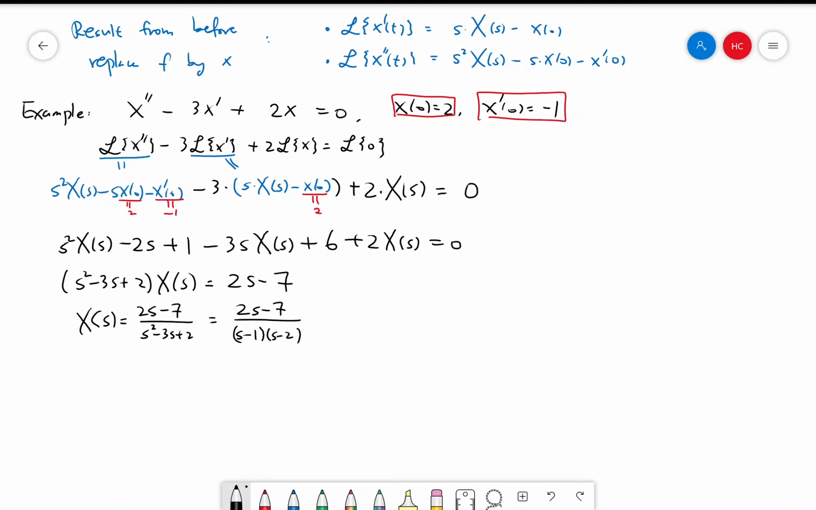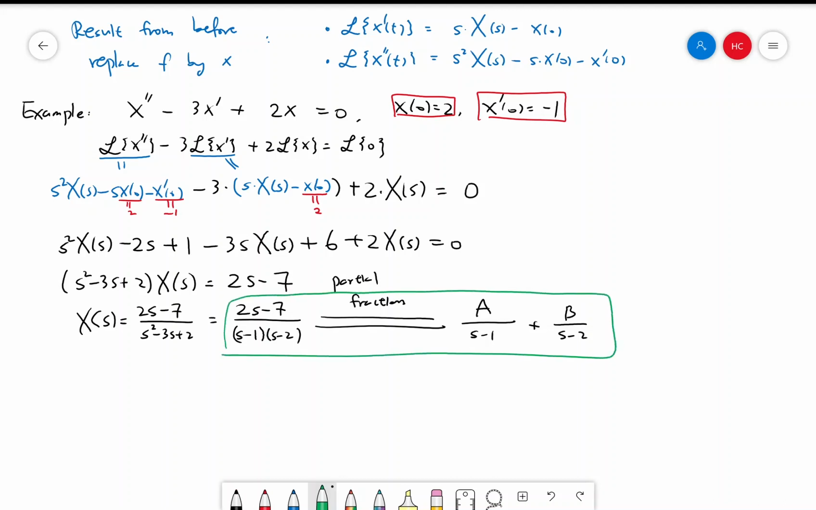And we want to split this into two fractions, so we're going to use the method of partial fractions. The denominator factors into s minus 1 times s minus 2. So we can assume this is equal to A over s minus 1 plus B over s minus 2. And let's take this equation and multiply by s minus 1 times s minus 2. So we get 2s minus 7 equals A times s minus 2 plus B times s minus 1.